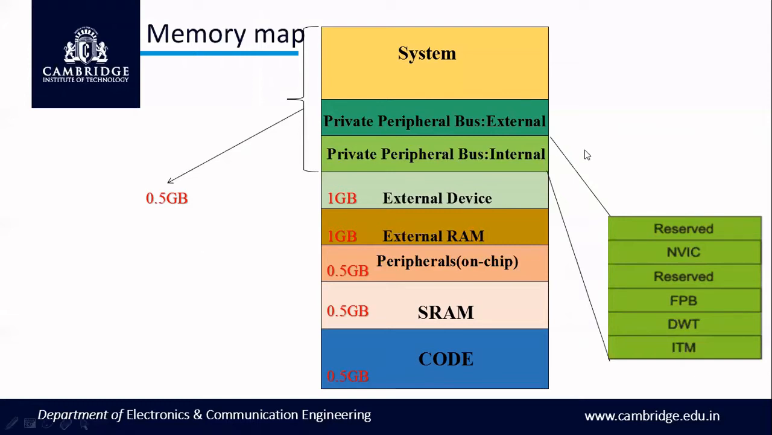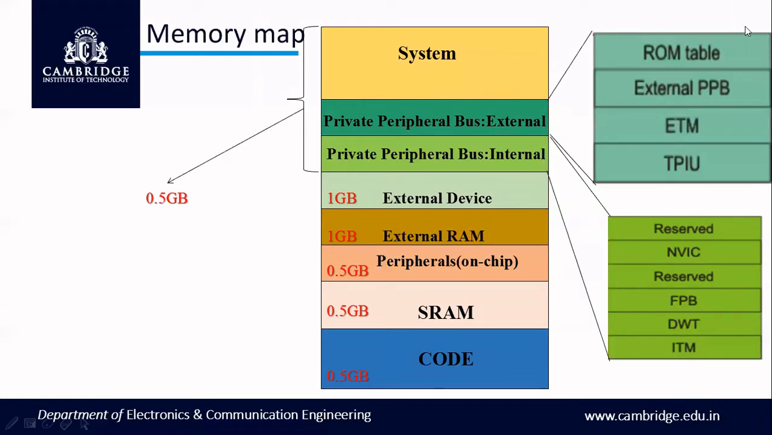You have other components in the external region. These are the components in the external PPB. In the external PPB, you have something called ETM, which is the embedded trace macrocell. This component is used for generating the instruction trace. Here we are generating the data trace stimulus, and here we are generating the instruction trace for the debugging software.